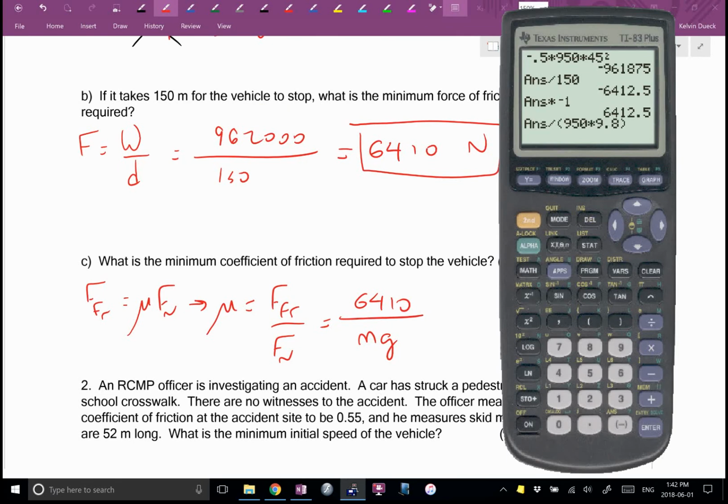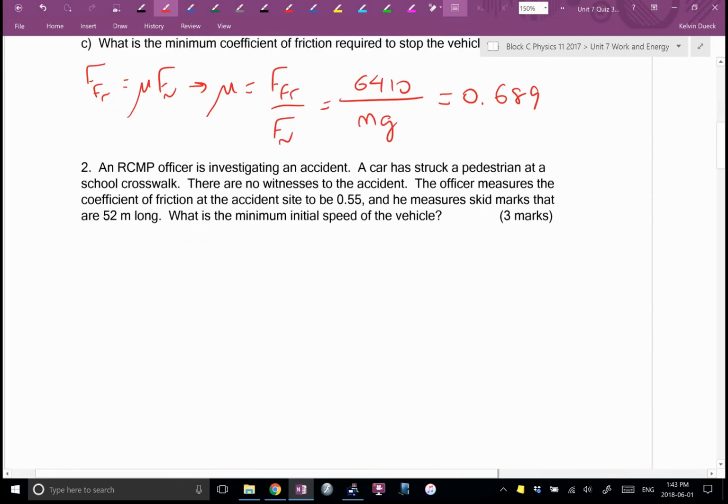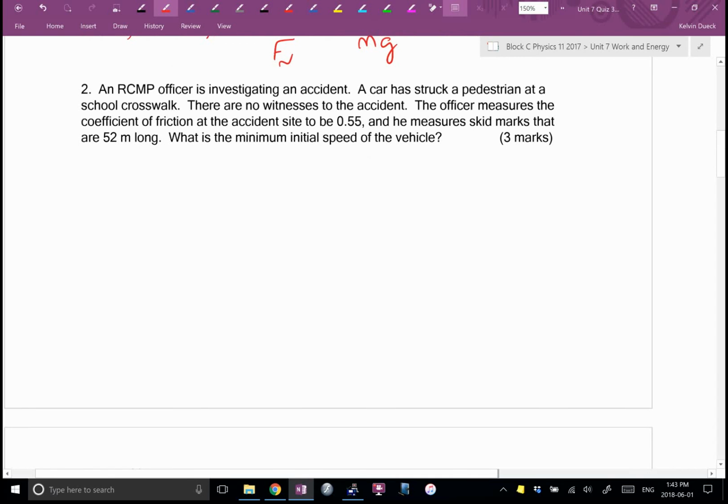Is that okay? Do you get 0.689? Is that right? What are the units for the coefficient of friction? None. Okay. One of the few things that you don't need to put units for. 1 mark. Number 2, 3 marks probably means multiple steps.